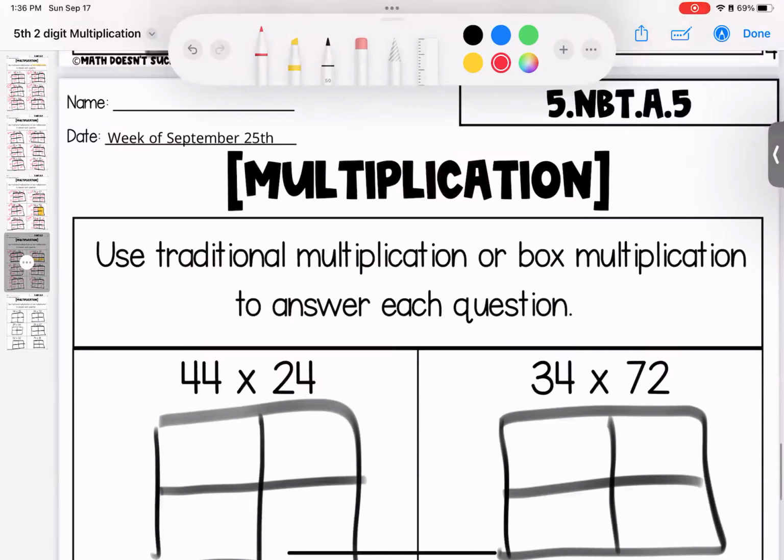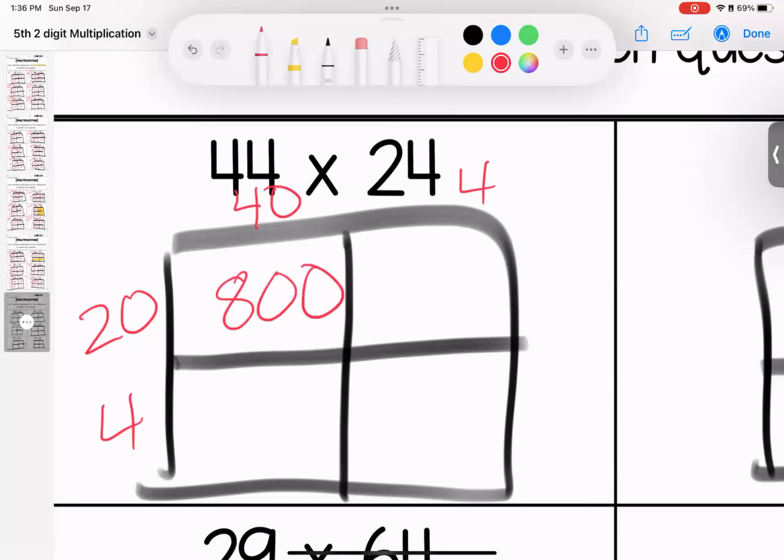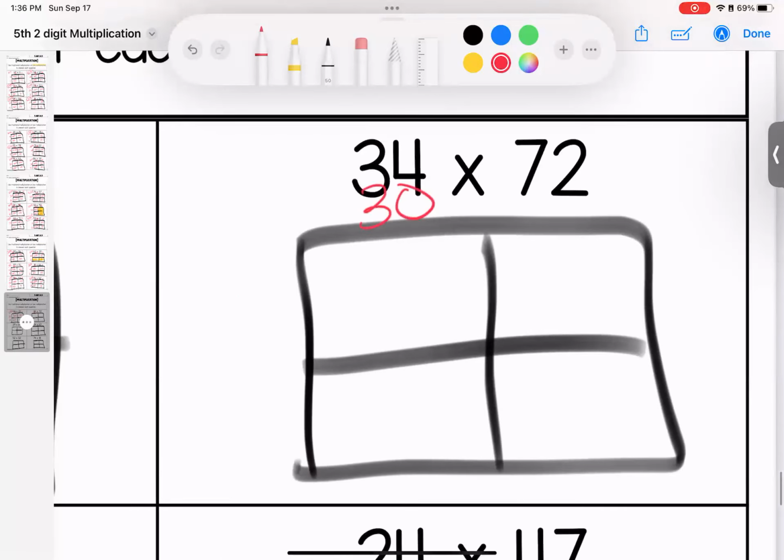Questions? Bring them with you. Over here we have 40 and 4. We have 20 and 4. So 44 times 24 is our equation. 2 and 4 is 8. 2 zeros. 2 and 4 is 8. 1 0. 4 and 4, 16. 1 0. 4 and 4, 16. 1,056. 30 and 4. 70 and 2 for 34 times 72.